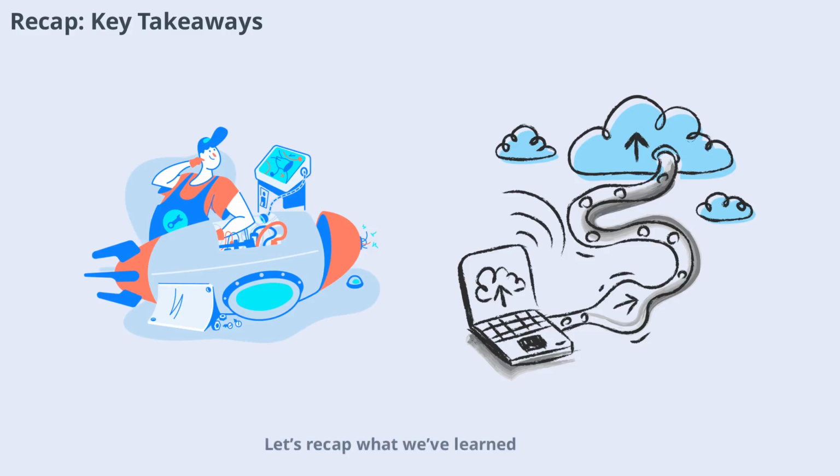Let's recap what we've learned. Spring Data JPA provides the highest level abstraction, making data access easy and efficient. JPA defines the standard, and Hibernate implements it, handling the details of ORM. Each layer can be used independently or together, giving you flexibility and control over your data access strategy.